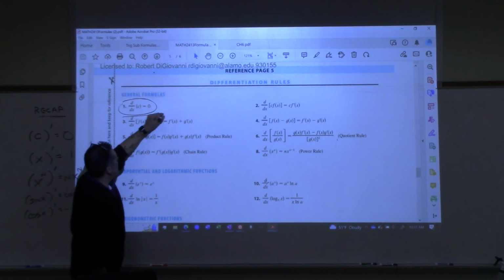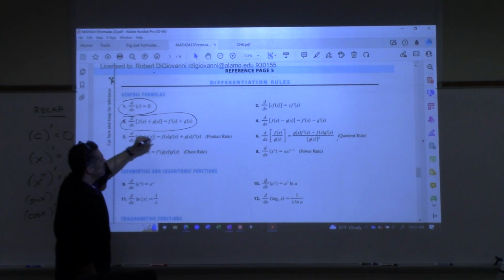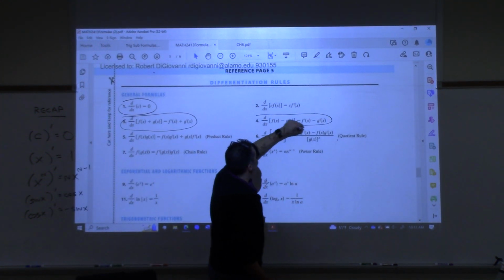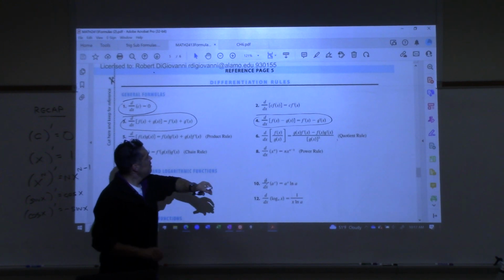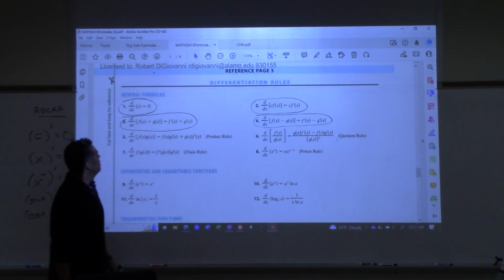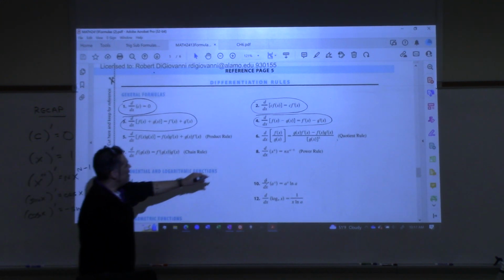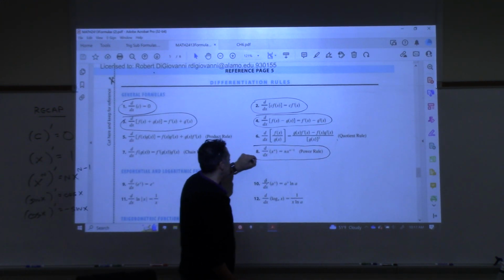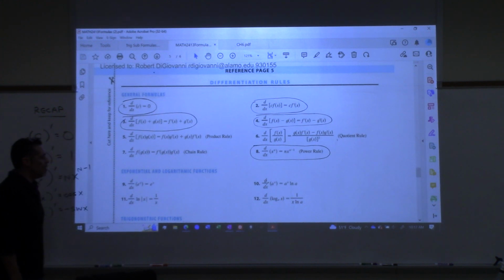We did that when you add and subtract things together, you can separate them and do them separately. We did this one. This is the one that says the constant comes for the ride. We did this one right here. This is the power rule. We did that. Okay, that's the almighty power rule.